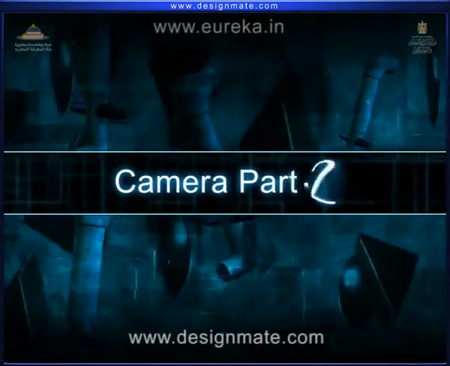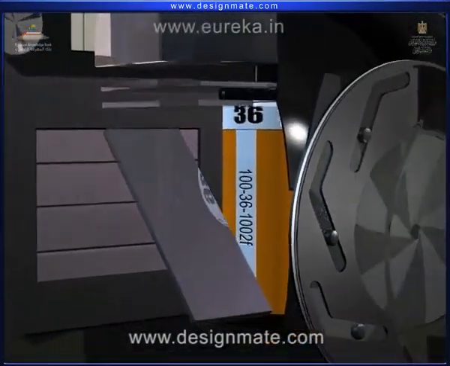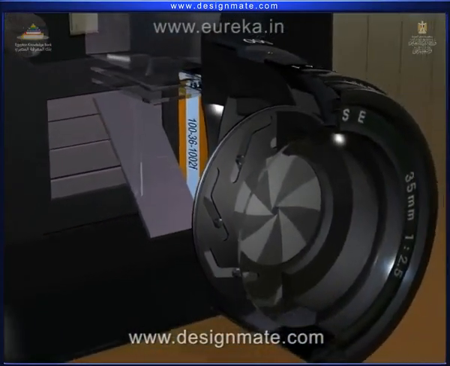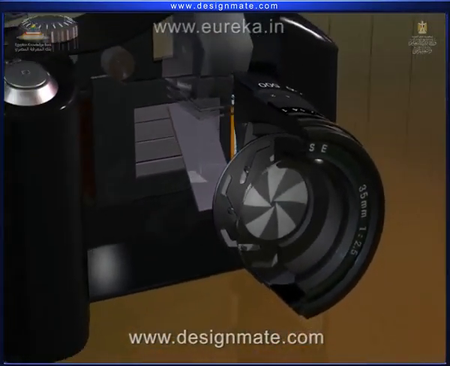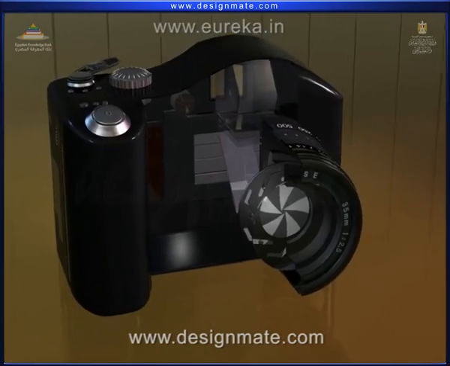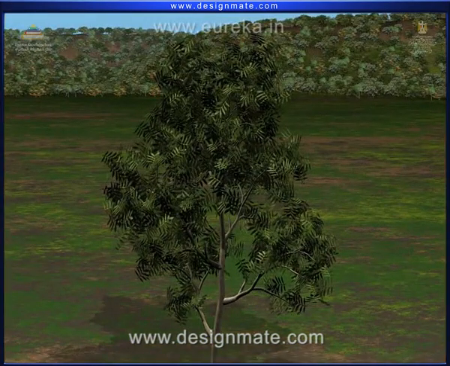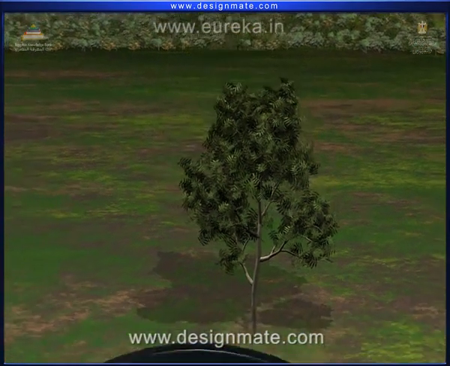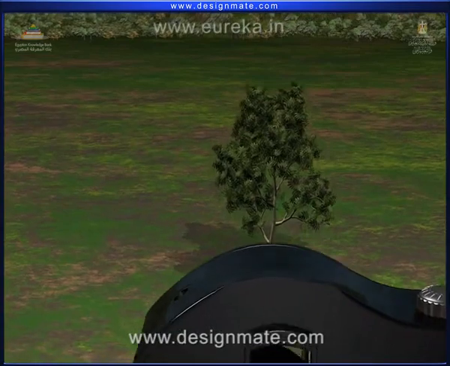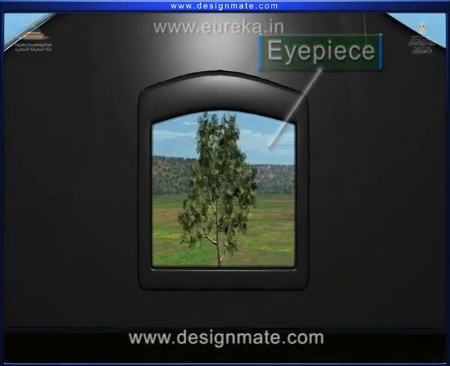Camera, Part 2. We have already seen the different components of a camera. Now, let us see how all these components work together to form those beautiful pictures which we are all used to seeing. Suppose you have to take a picture of this tree. You look at the tree through the eyepiece of the camera.